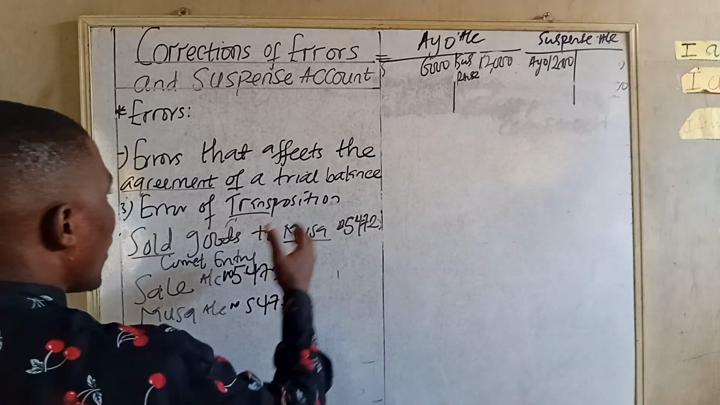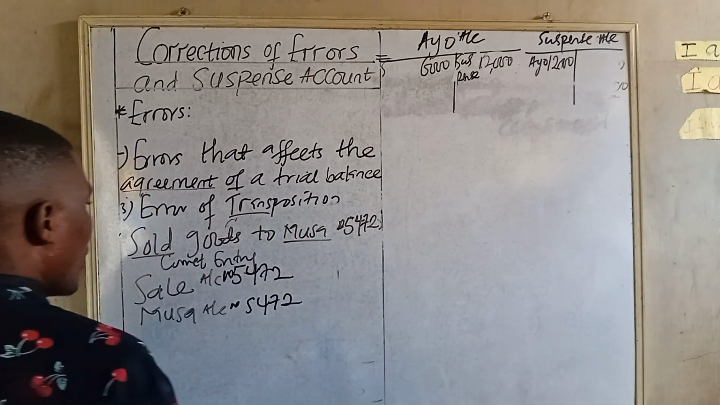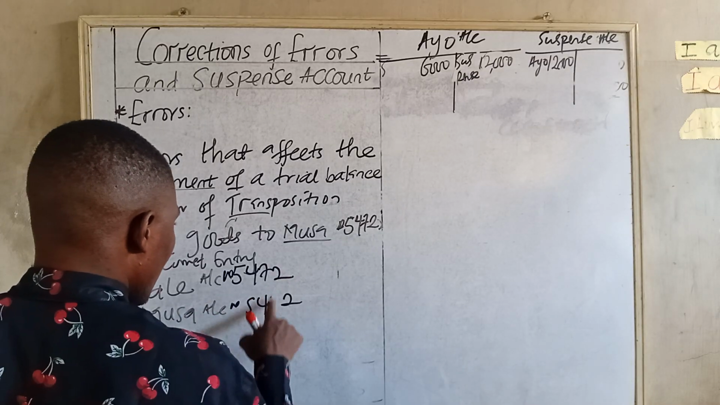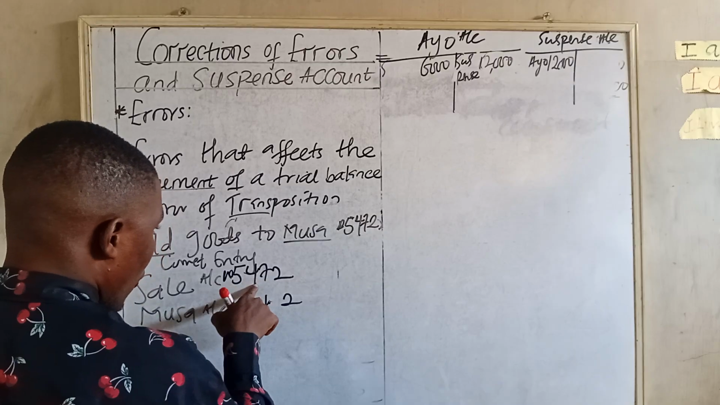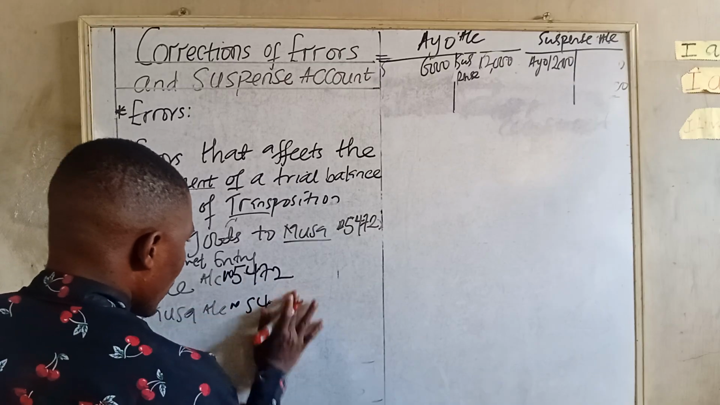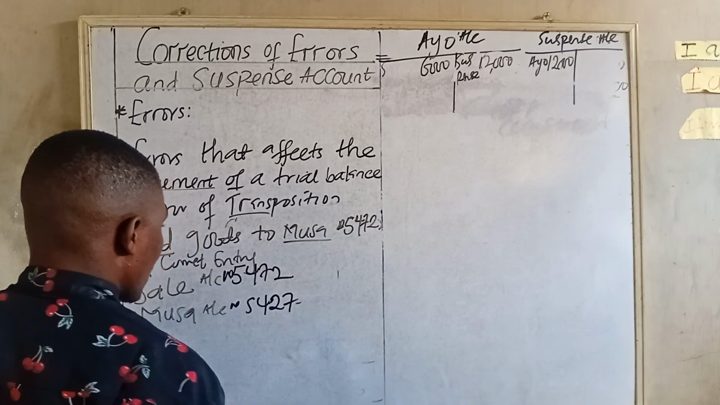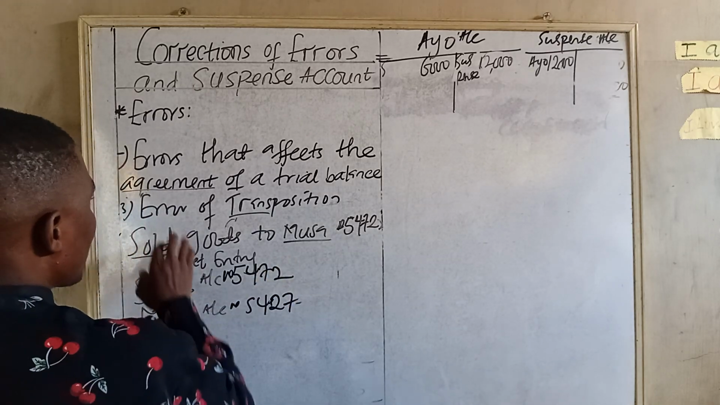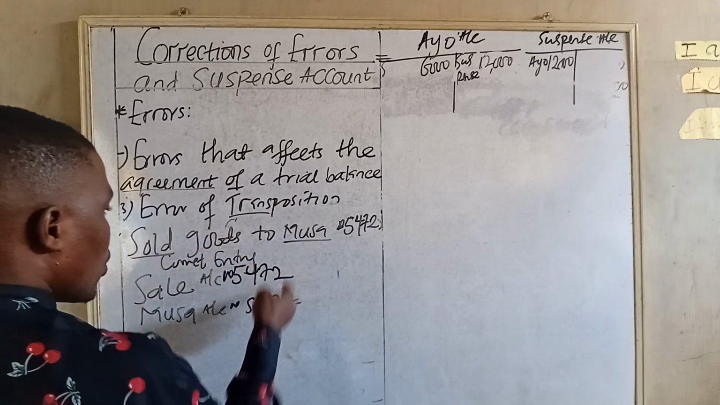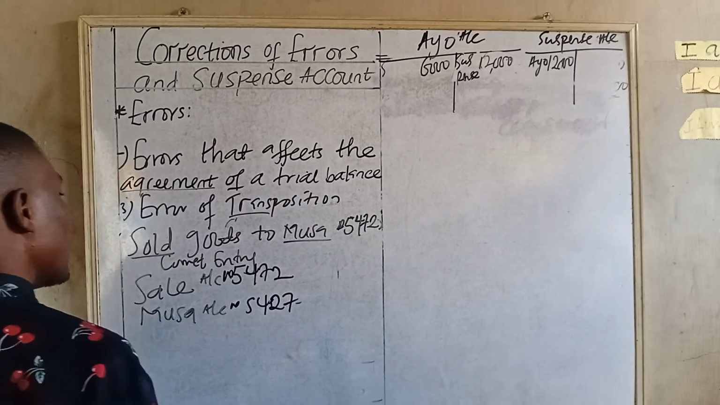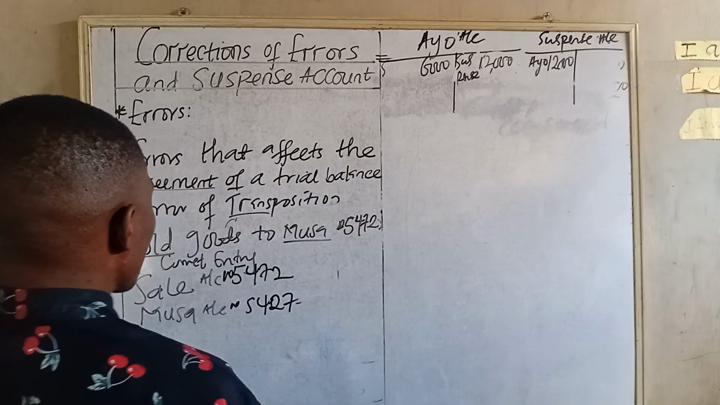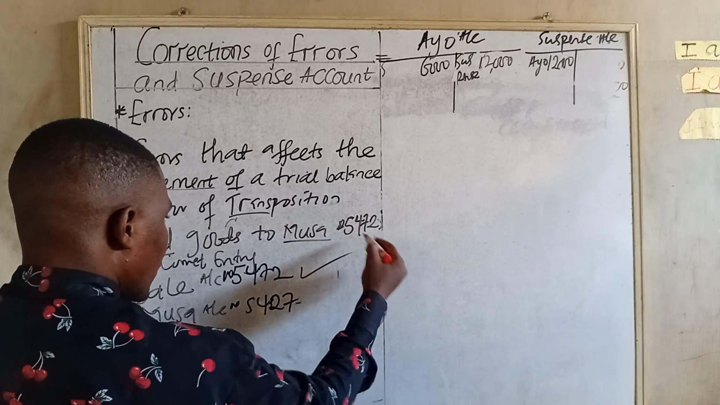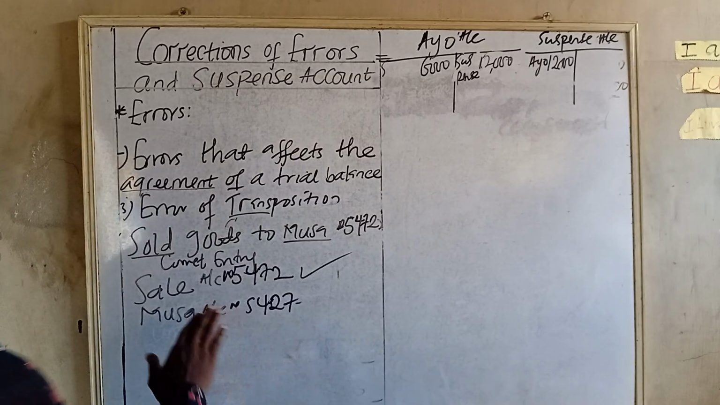But here now, let's say we mistakenly record it, it's 5,472, and we put 5,427 as 5,427. How do we call this type of error? That's what we call error of transposition. We change the position of the number. Now, this is how to correct this type of error. This account is properly recorded, so we don't have any issue with this sales.